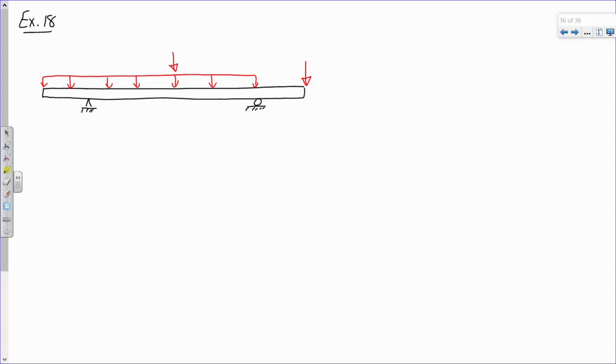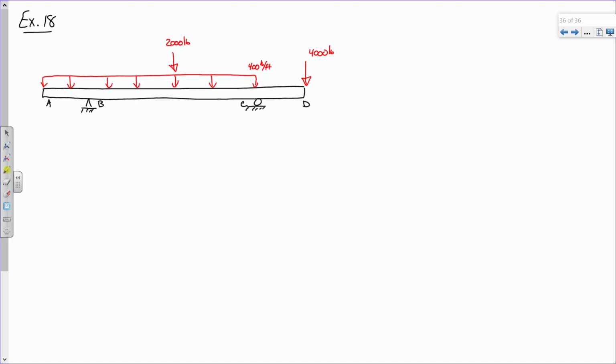Something like that. Okay, and this is, I think it was 2,000. This is 4,000 pounds. And this is 400 pounds per foot. This is A, B, C, D.